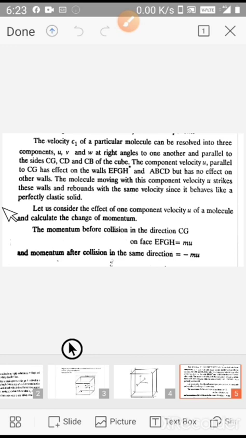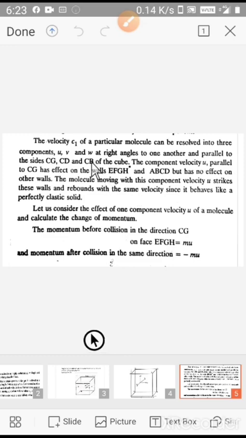The component of velocity u, parallel to CG, has an effect on the walls EFGH and ABCD, but has no effect on the other walls. The molecules moving with this component of velocity strike these walls with the velocity u and rebound back with the same velocity, since the collision behaves like that of a perfectly elastic solid.